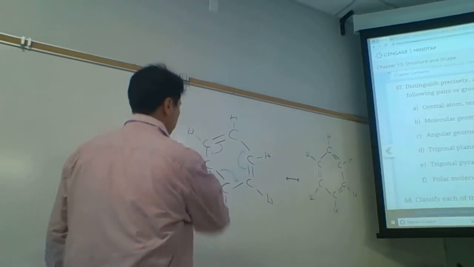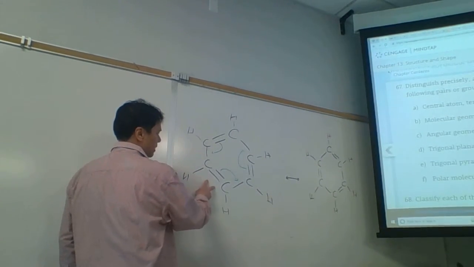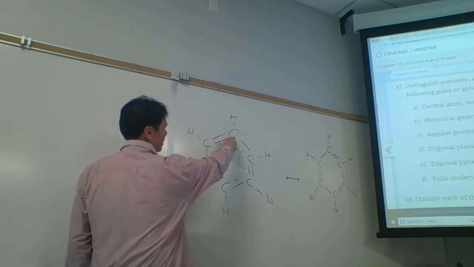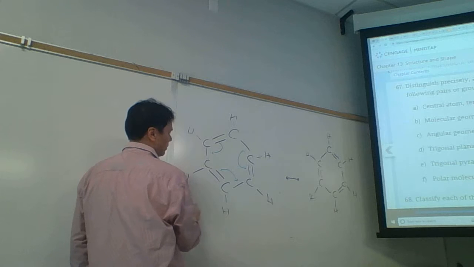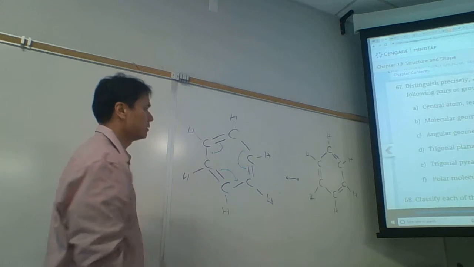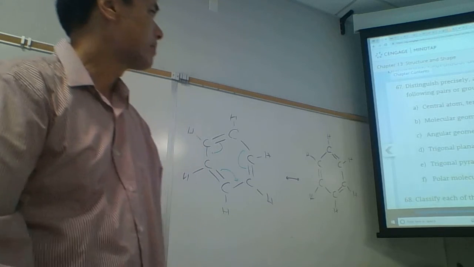If we look at this structure here, this molecule is called benzene. We have central atoms. Each of these carbons is a central atom because it bridges more than one atom. But these hydrogens are all terminal, because that's where the chain ends.